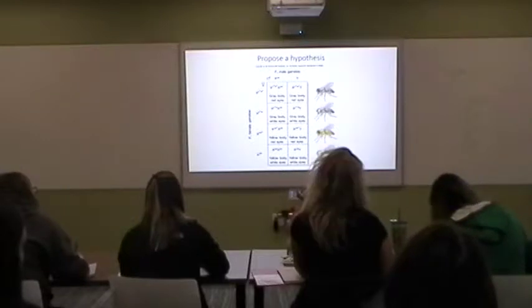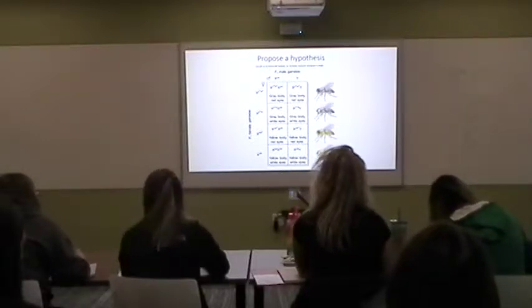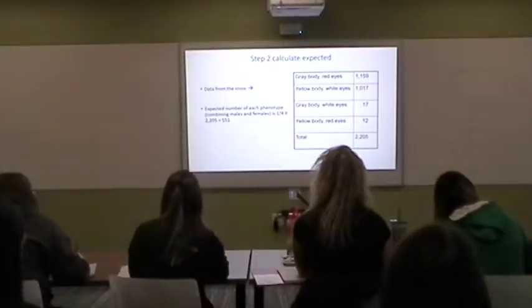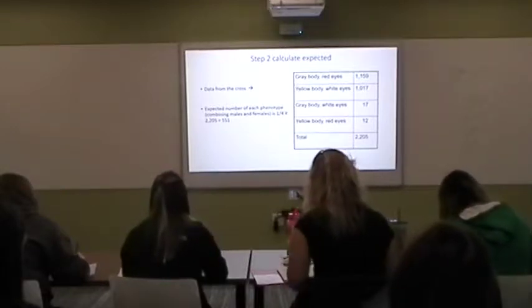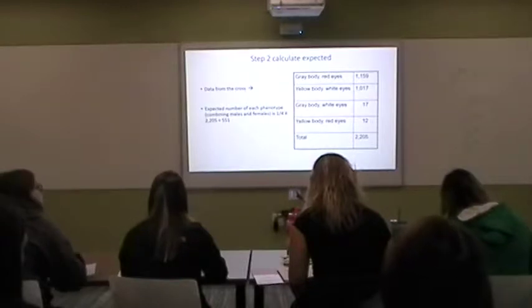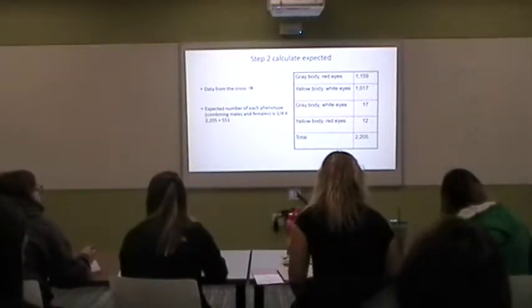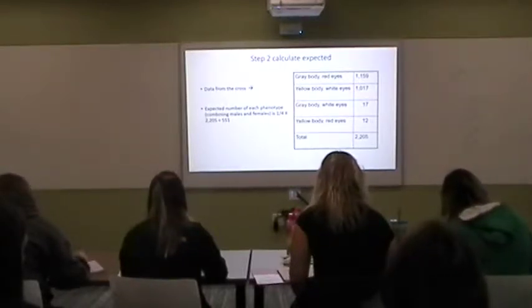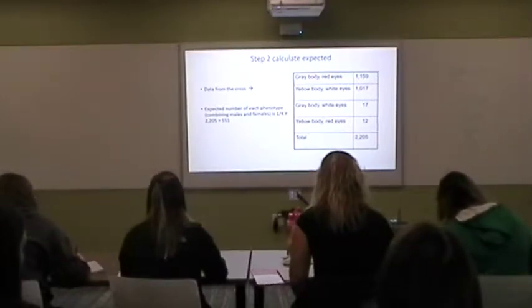Okay, so just looking at these two traits, these are the offspring that we got. So when we took that 8 phenotypic class table and we pulled out all the gray body, red eyes, yellow body, white eyes, gray body, white eyes, and yellow body, red eyes, and added those numbers together, this is what we got.